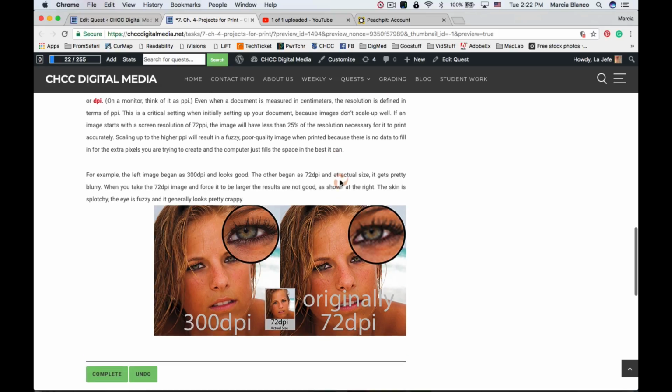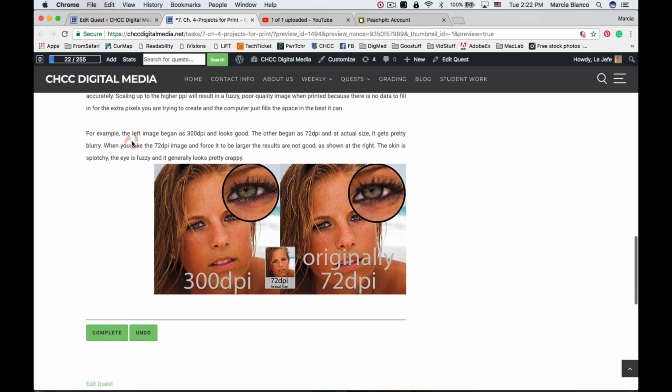the best it can. For example, the left image began as a 300 DPI and it looks good. The other began as a 72 DPI, and at actual size it gets pretty blurry. When you take the 72 DPI image and force it to be larger, the results are not good, as shown on the right. The skin is blotchy, the eye is fuzzy, and it generally looks pretty crappy.